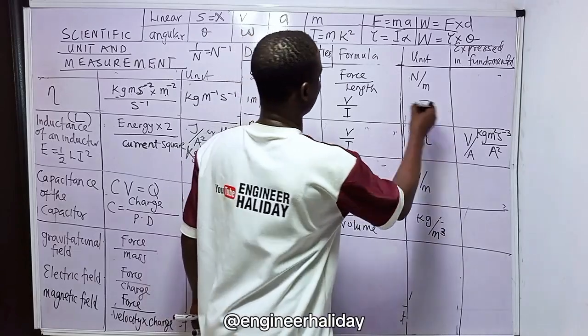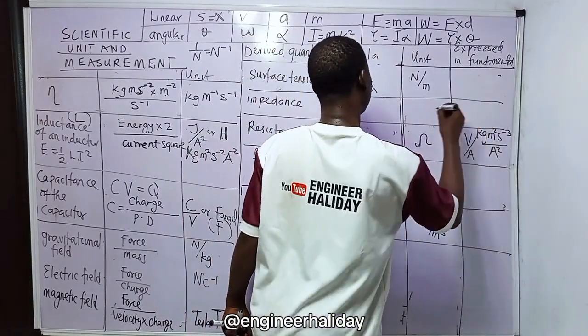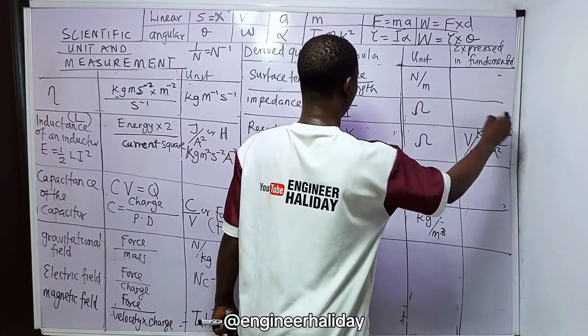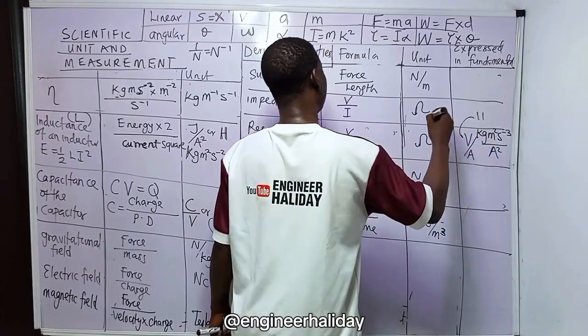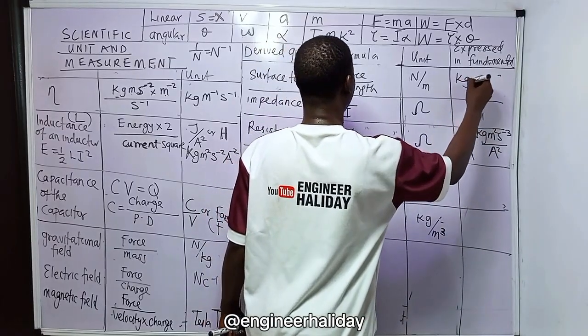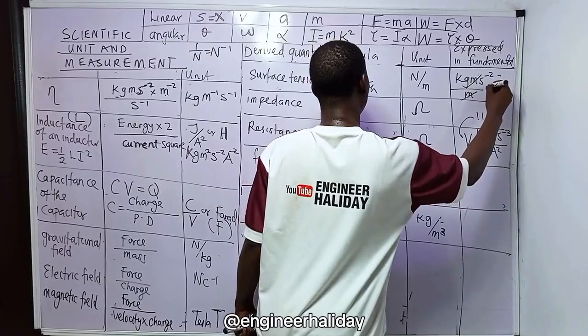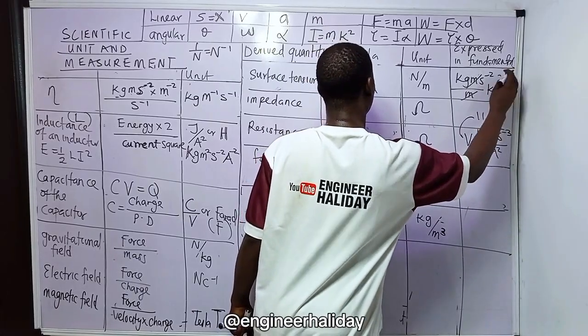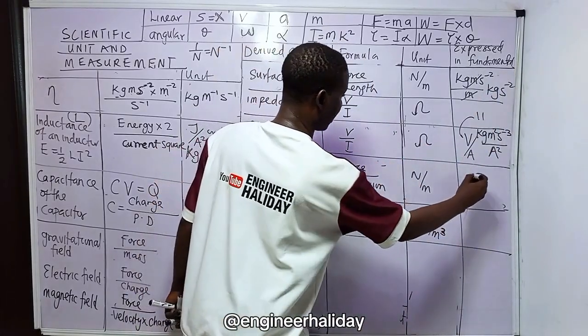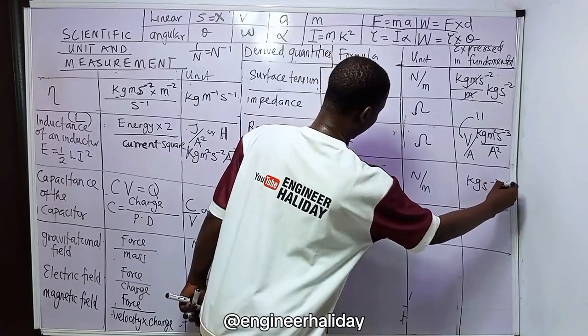The same thing with this one too. This is ohms, or this. So this one is kilogram meter per second squared divided by meter. So our unit is kilogram per second squared. The same thing with this one, kilogram per second squared.